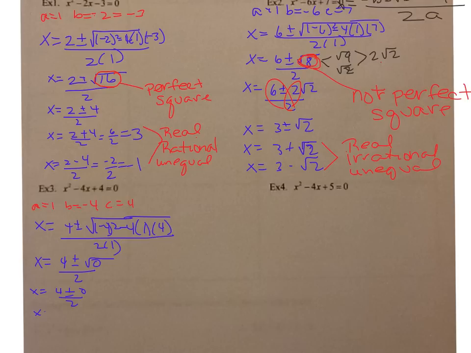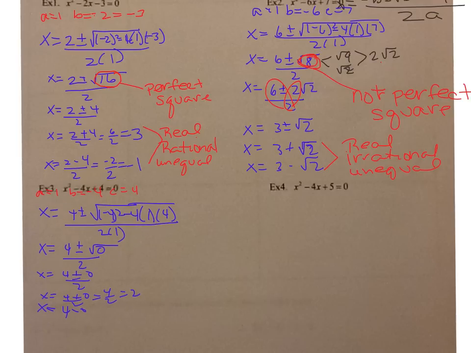So we can split that up. We get x equals 4 plus 0 over 2, which is 4 over 2, which is 2. And then the same thing, x equals 4 minus 0 over 2. Got to move this up a tiny bit. So it's 4 minus 0 over 2. So it's 4 over 2, which is 2.